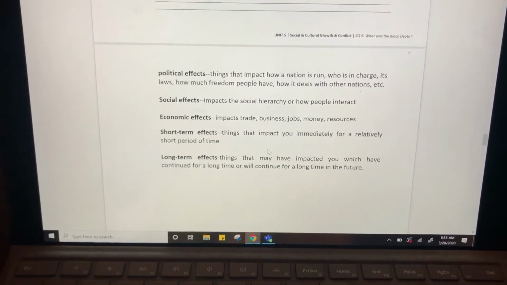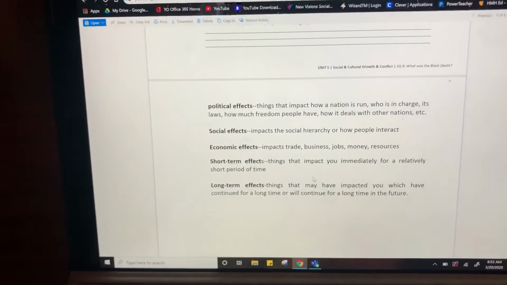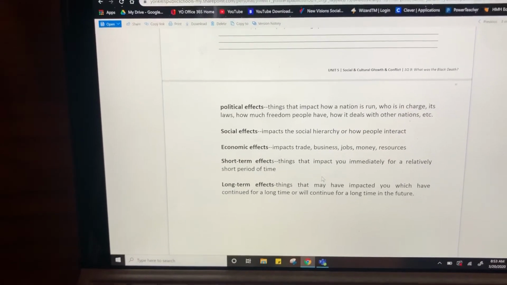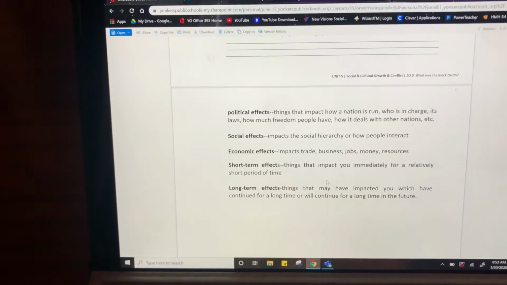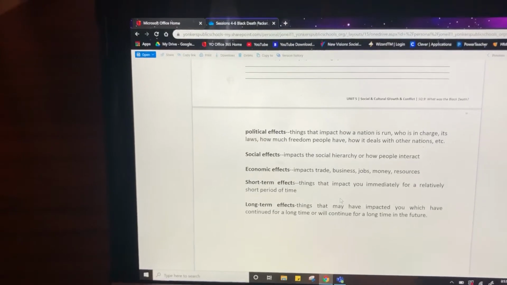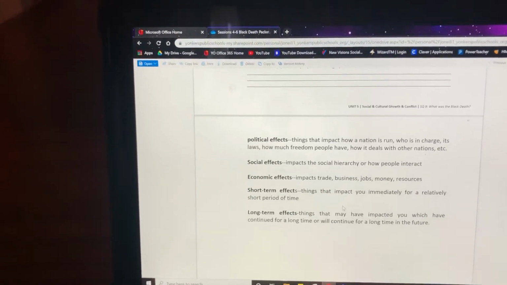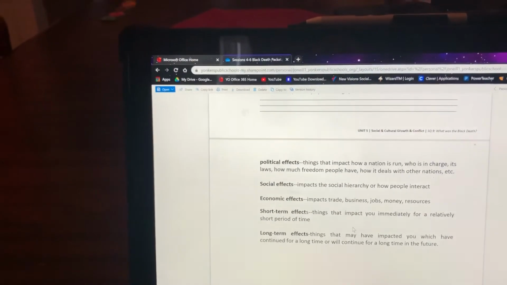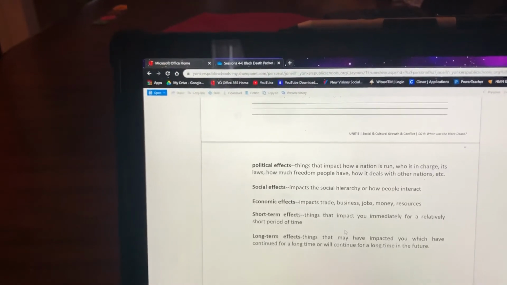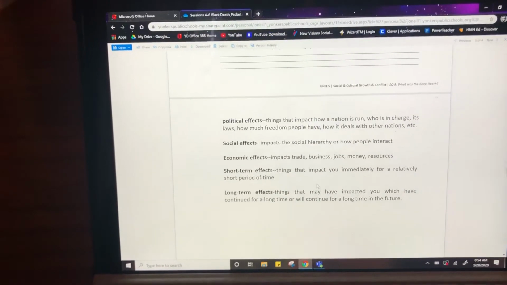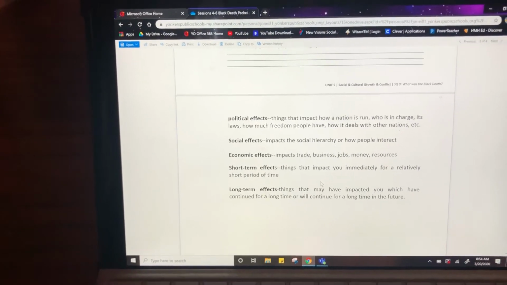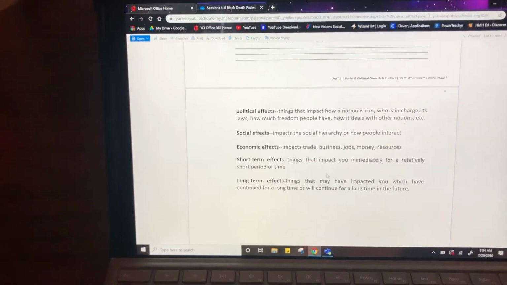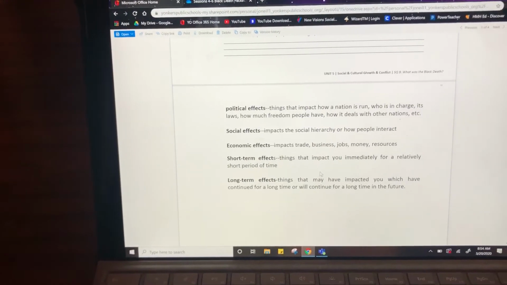So political effects, social effects, economic effects. Those are various types of effects that could happen in a society. Political effects are things that impact how a nation is run, who's in charge, its laws, how much freedom people have, how it deals with other nations, etc. Social effects impact the social hierarchy or how people interact. Economic effects impact trade, business, jobs, money, and resources.